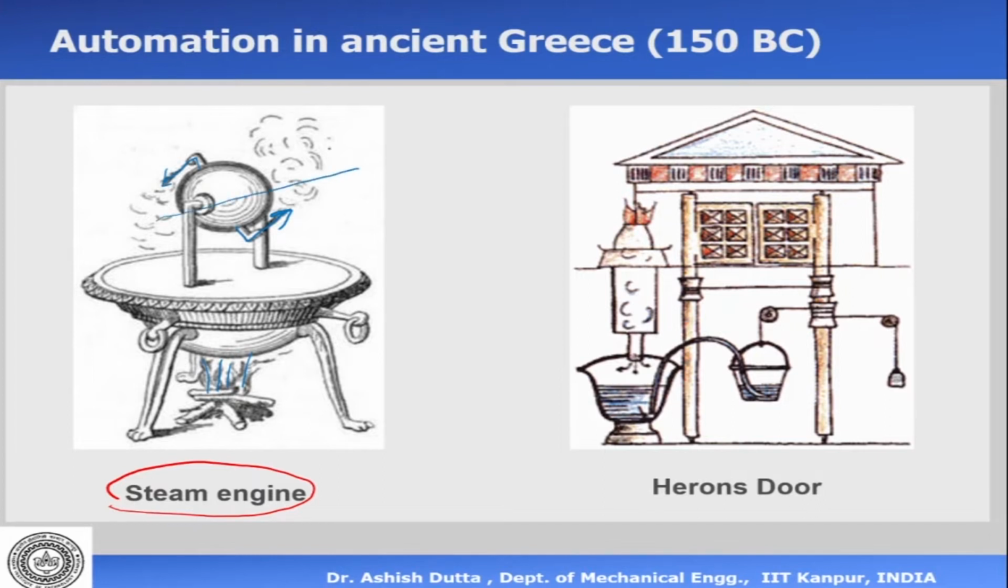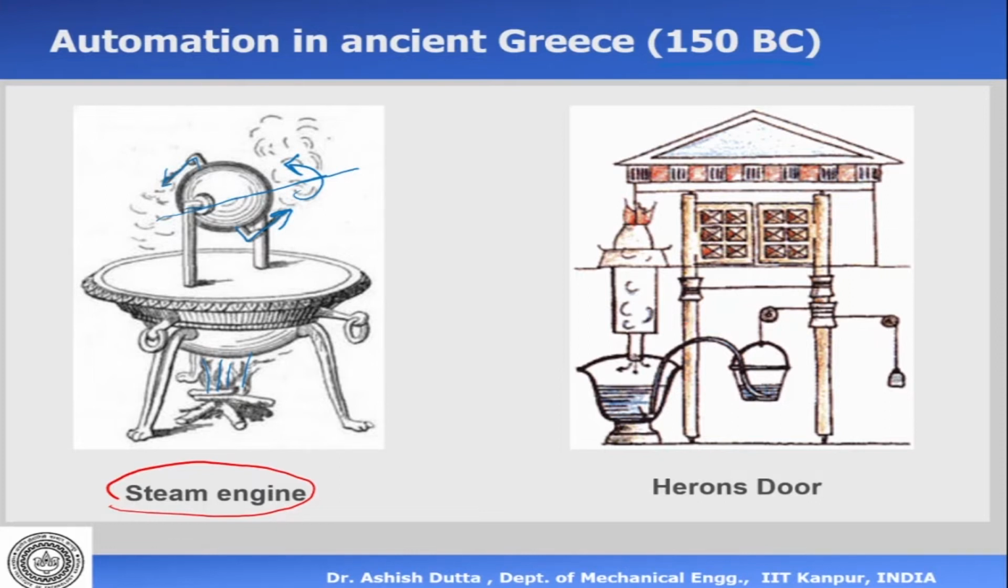Because there is an axis here of this hemisphere, and because the steam coming out of the nozzles will impart a force, there will be a resultant moment, and this will start rotating. The hemisphere will start rotating, and this is the earliest example of a steam engine. Now if you look at the date, it's 150 BC. This is the earliest example of what we call automation. Why automation? Because something is moving without human muscular power, hence it is automatic.